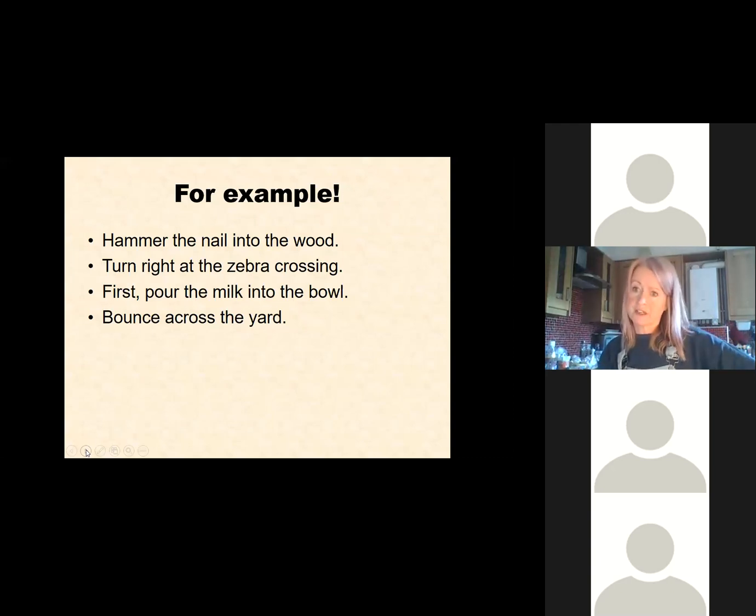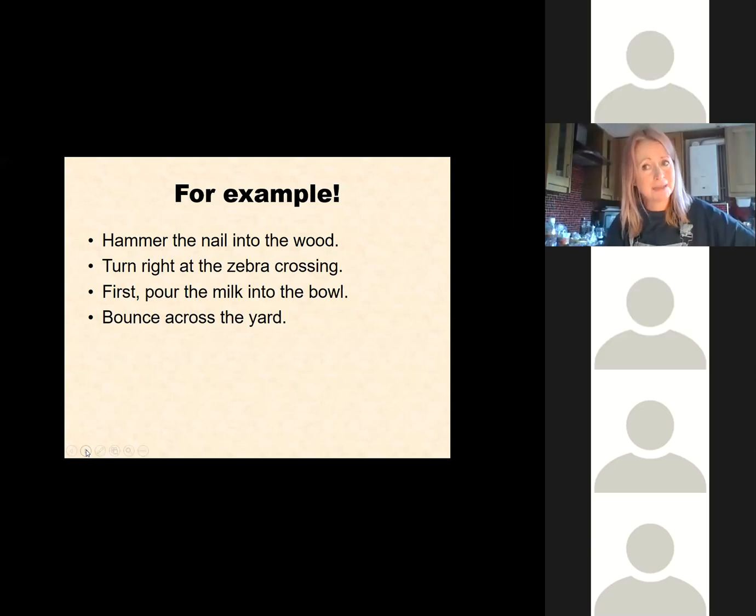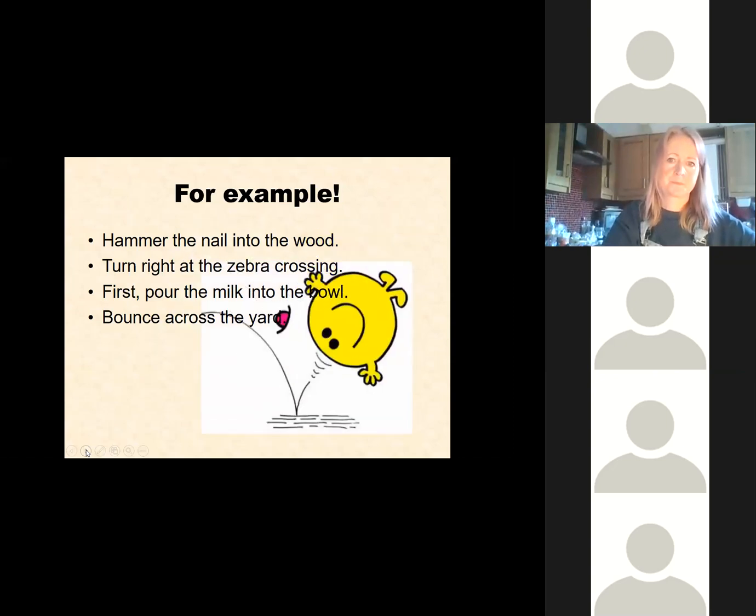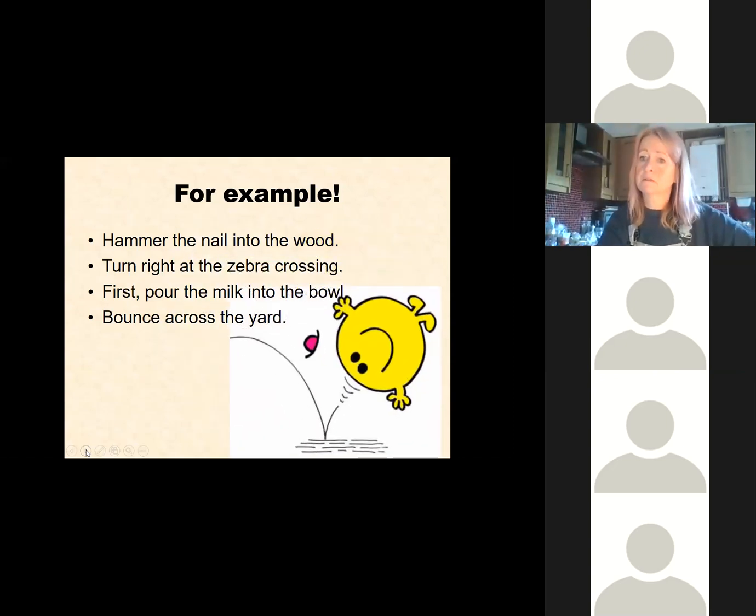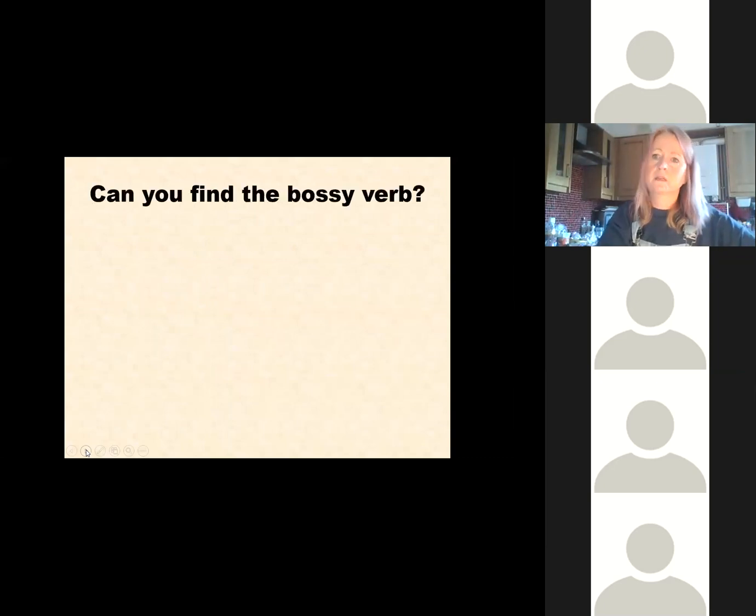Bounce across the yard. I'm thinking that's for Mr. Bounce because he's very good at bouncing. Bounce across the yard. There he is, Mr. Bounce. He's bouncing. Now, can you find the bossy verb?